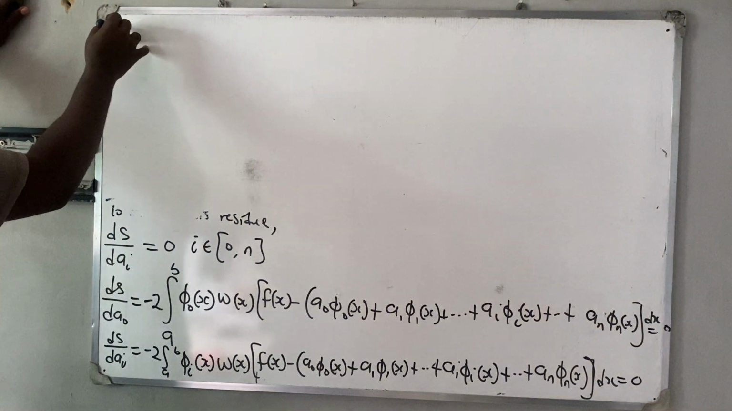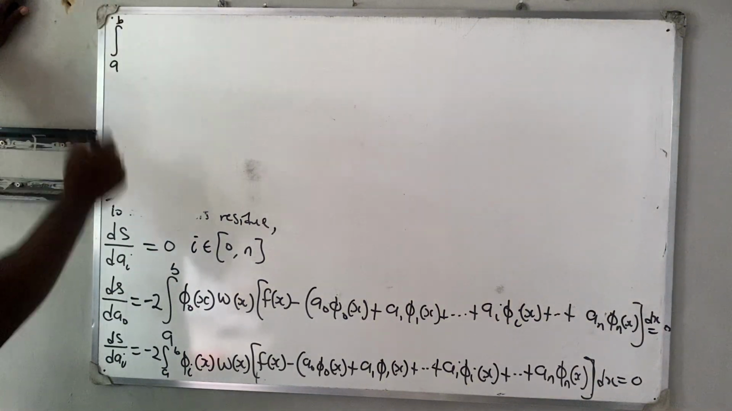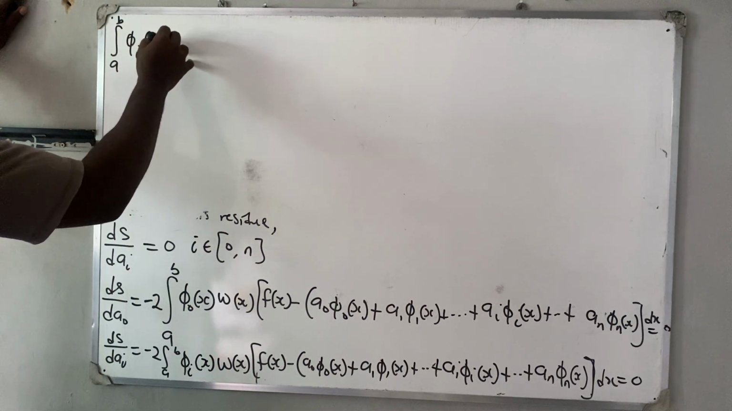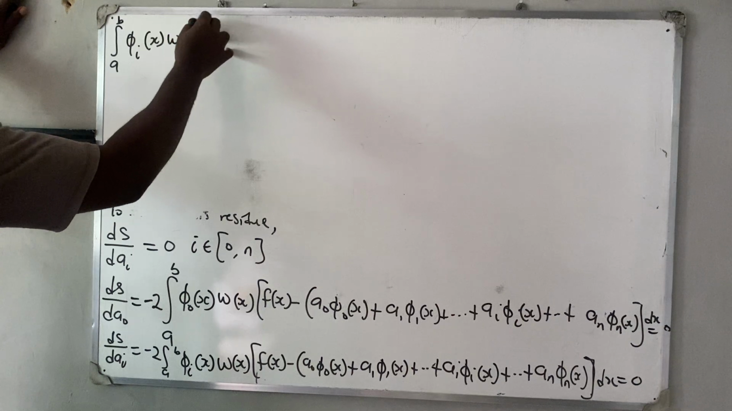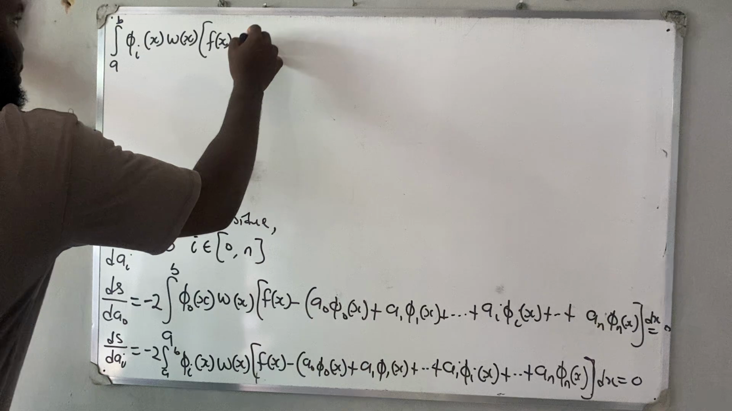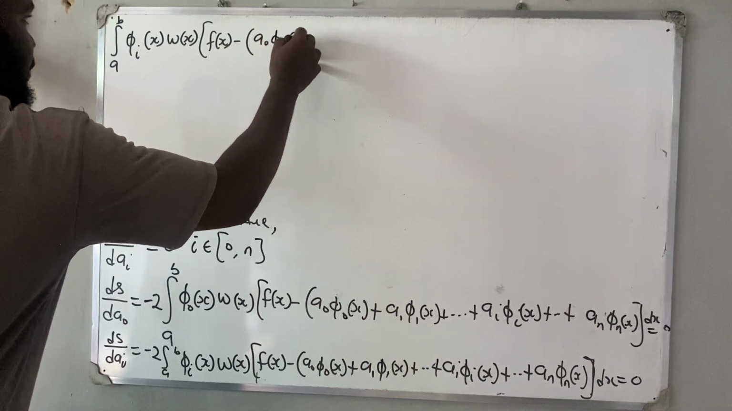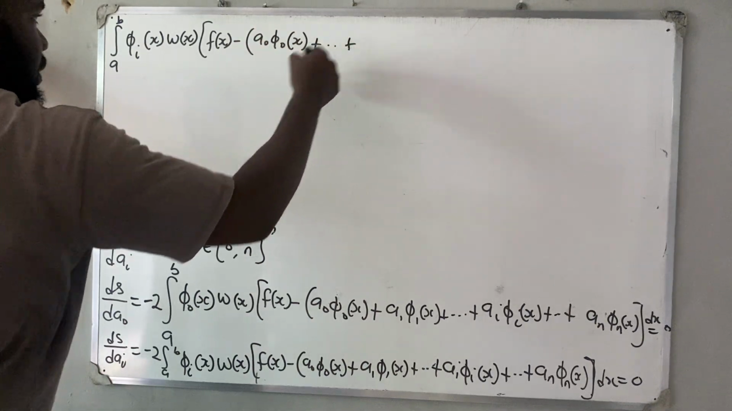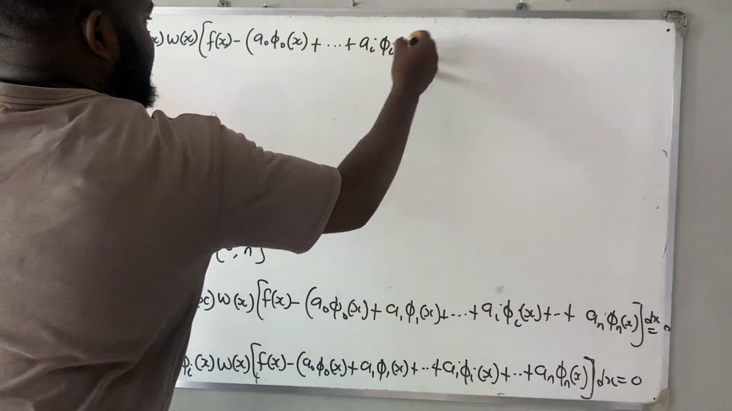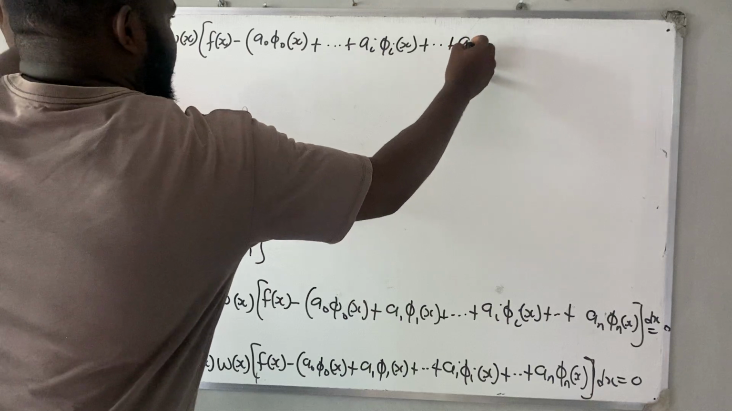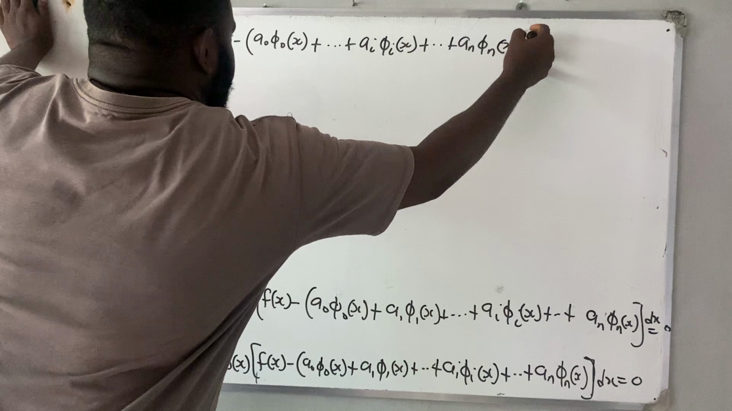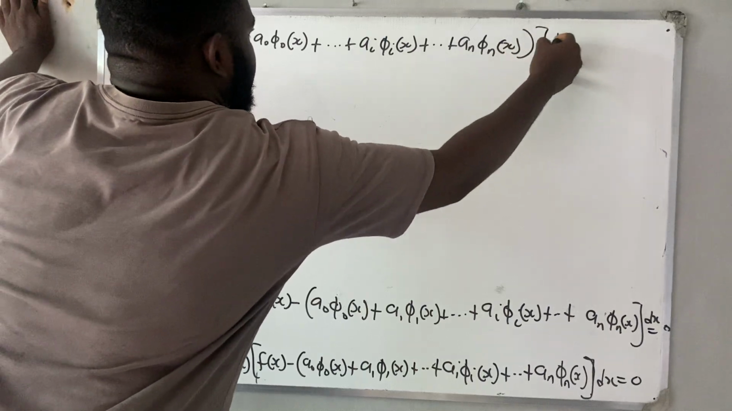So if minus 2 is gone, I'll have that this is the integral from a to b of, what is remaining here, phi i of x, w of x, then into f of x minus a naught phi naught of x plus dot dot dot plus a i phi i of x plus dot dot dot plus a n phi n of x. Okay, you close again the dx.